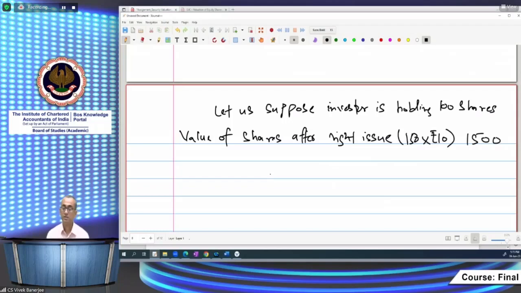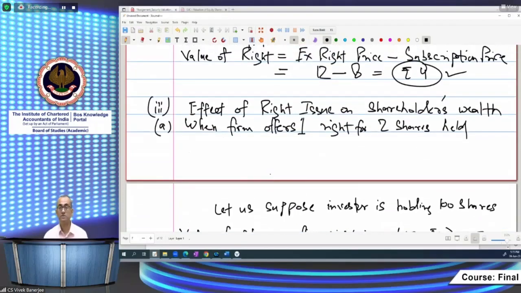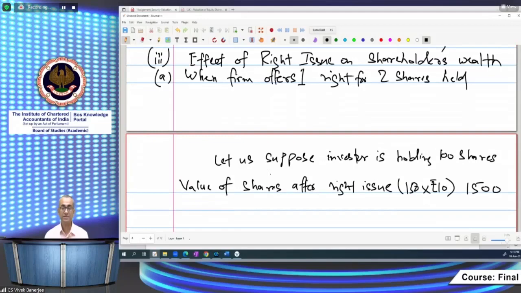Okay. So we are taking the first situation, that when firm offers one right share for 2 shares held, 2 शेयर के बदले में एक राइट शेयर मिलता है. हम सपोज कर रहे हैं कि एज एन इन्वेस्टर आपने 100 शेयर्स होल्ड करके रखे हैं. अगर आपके पास 100 शेयर हैं तो आपको कितने राइट शेयर्स मिलेंगे? अगर 2:1 मिलता है, तो आपको 50 शेयर्स मिलेंगे। 2 शेयर्स के बदले में एक राइट शेयर, तो 100 शेयर्स के बदले में 50 शेयर्स। तो राइट इशू के बाद आपके कितने शेयर्स हो गए?